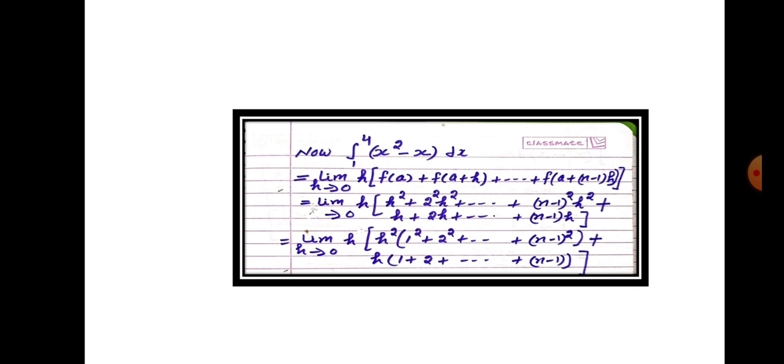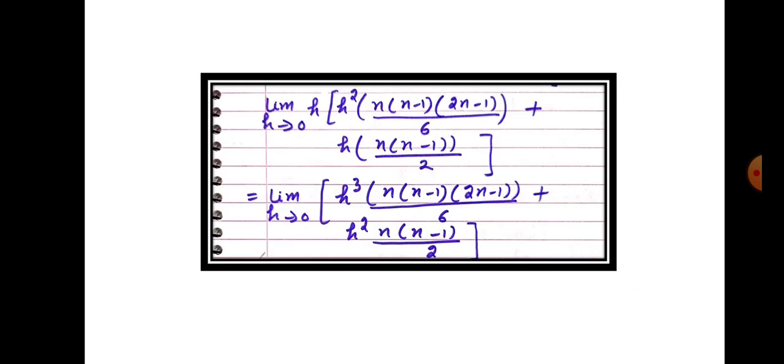So limit h approaches 0 of h, taking h square common from all: h square into [1 square plus 2 square and so on up to (n minus 1) square]. And here we also have h common, so taking h common: h [1 plus 2 plus 3 and so on up to n minus 1]. These are the two results that we directly apply. So now put the values: h square into (n minus 1)(2n minus 1) divided by 6 plus h into (n minus 1) divided by 2, multiplied by n.